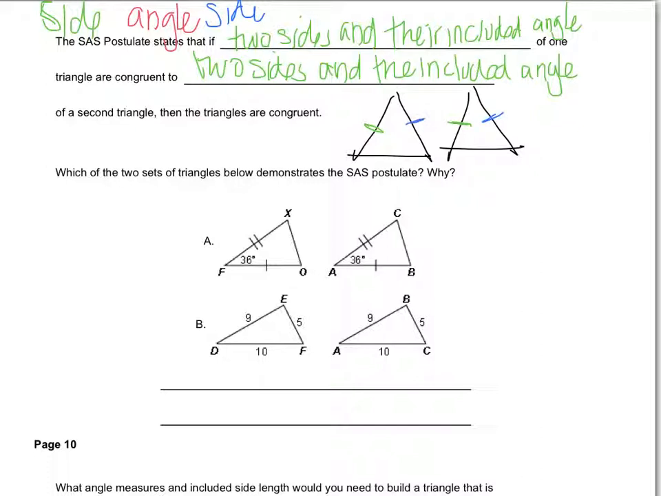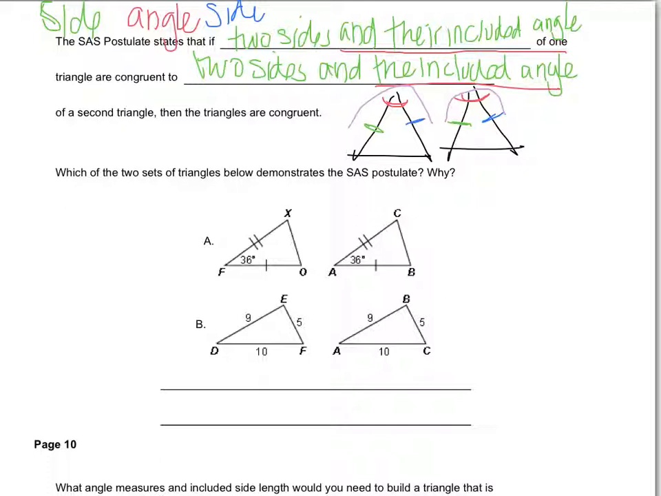And then it says here that the two sides and their included angle. What the phrase included angle means is the angle that's in between those two sides, or the angle that connects them. So if you look at these two triangles, the angle that's in between those sides is this angle here at the top. So in order for the SAS postulate to be true, you have to have in a row a side, an angle, and a side. And again, a side, an angle, and a side. They have to be connected.